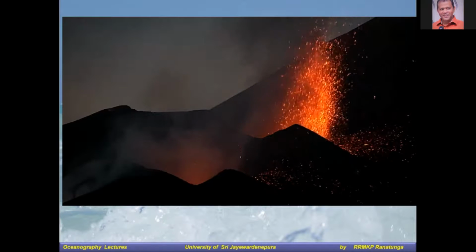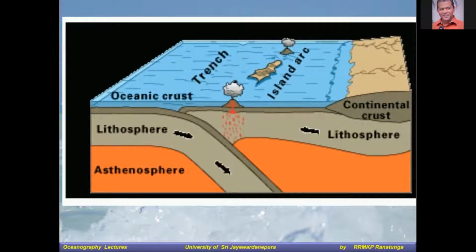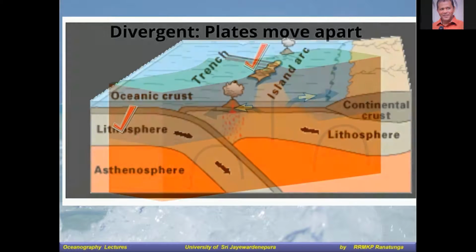Ocean to ocean collisions occur when two plates of oceanic crust collide. The older, more dense plate subducts under the younger plate, and as a result, the crust melts and creates an island arc. Next, you have divergent boundaries.